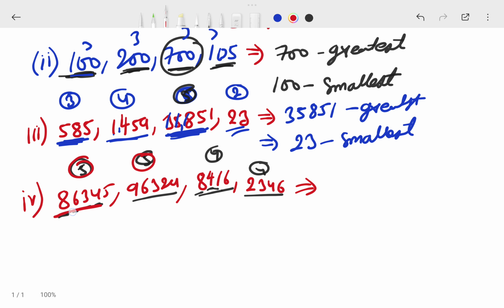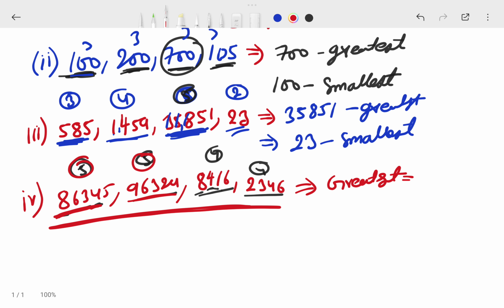So now in this one, which is greater? We have to find the greatest number in this whole set. So when we count, this is 5 digits, this is also 5 digits, this is 4 digits, this is also 4 digits. Now which is greater? Both are 5-digit numbers.